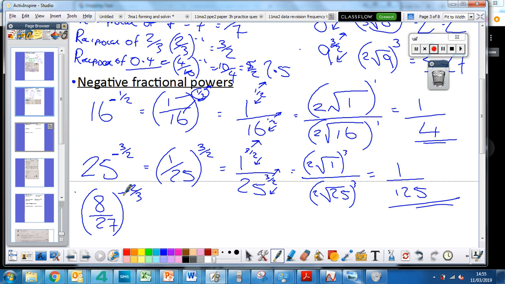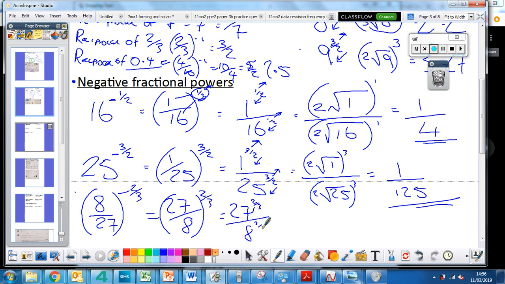We know that the first thing we do is deal with the negative power. Negative means flip it. It now becomes 27 over 8. The power stays the same. It goes from being negative 2/3 to 2/3. The power doesn't flip. Some people make a mistake there. The negative power means flip the base, keep the rest as it is. So now we know it's going to operate on the top and the bottom. So we have 27 to the 2/3 over 8 to the 2/3.